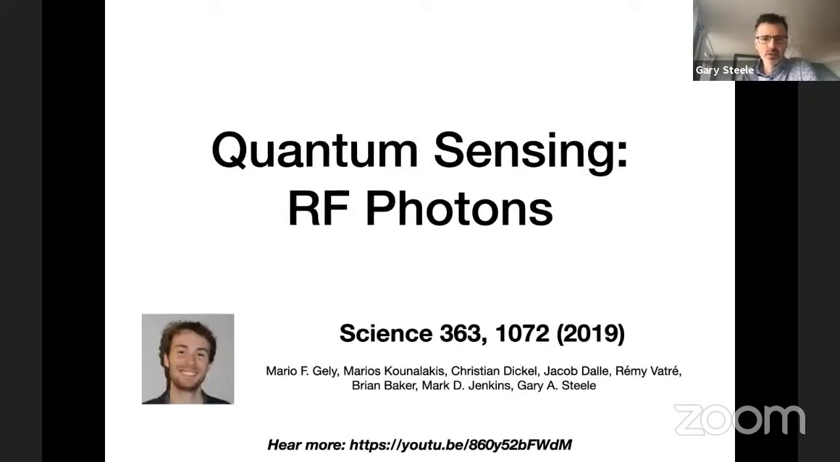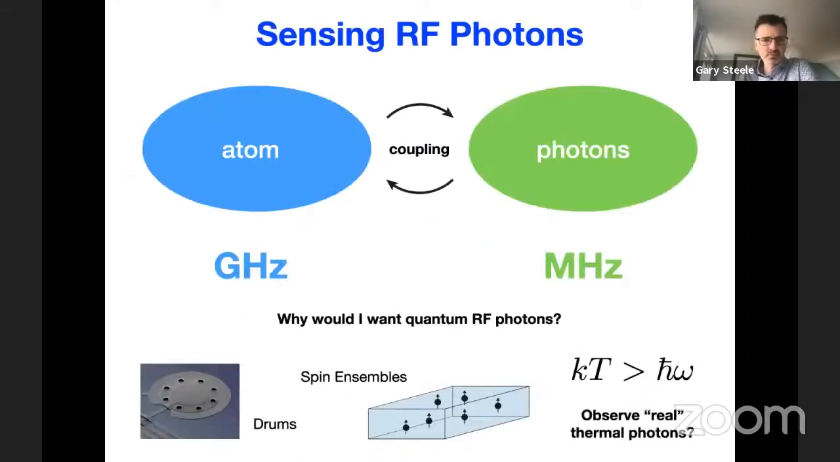The first is this work done by my PhD student Mario Gély, where we've looked at using qubits to sense radio frequency photons. And what's the idea? The idea is that we have a qubit, which is like a gigahertz atom, and we want to couple that to megahertz photons. People do this all the time with gigahertz atoms and gigahertz photons. That's the basis of a quantum computer. But now we want to push this down an order of magnitude in frequency, down to megahertz.